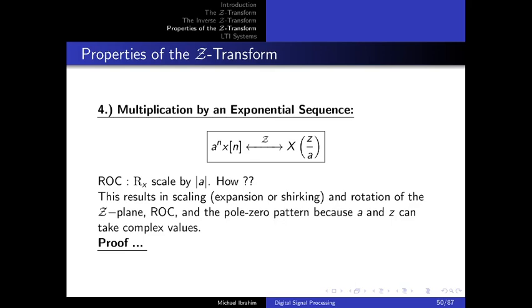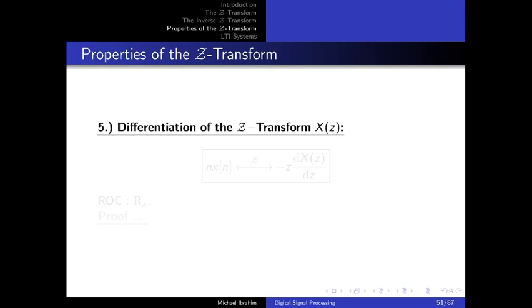And again, the proof is straightforward, but let's ignore it for now. Let's move on to the next property, which is differentiation of Z transform. If you differentiate the Z transform, dX(z)/dz, and multiply by minus z, this is equivalent to multiplying the time domain sequence by n.